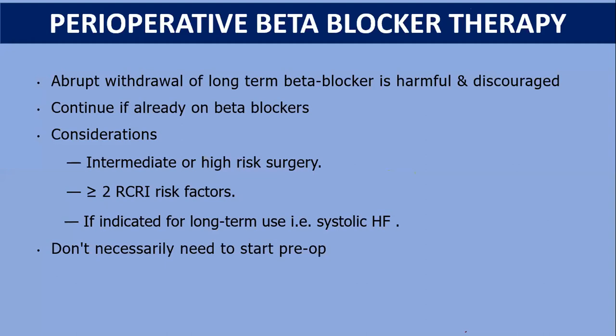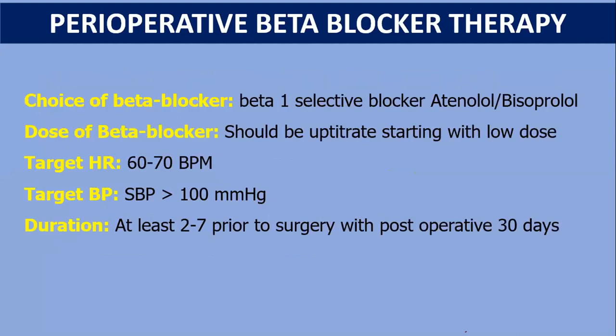So what are the recommendations? Continue the beta blocker, whatever the reason the patient is taking it, in the perioperative period. Don't withdraw the beta blocker because it will be harmful for the patient. Addition can be considered if the patient is undergoing high-risk surgery, or has more than 2 RCRI risk factors, or has heart failure; then you have to introduce the beta blocker. It doesn't necessarily need to be started preoperatively.